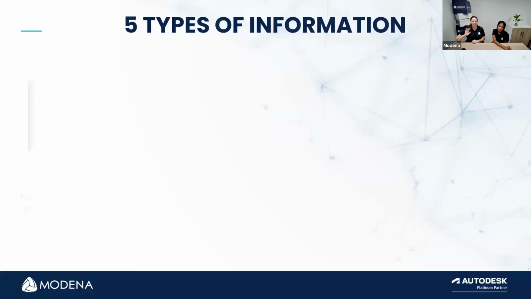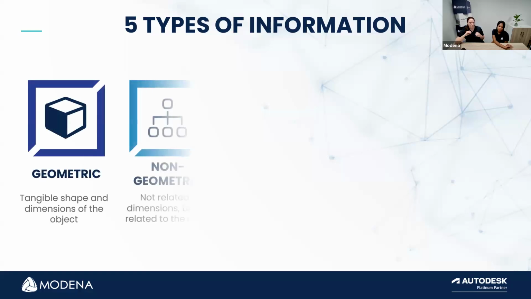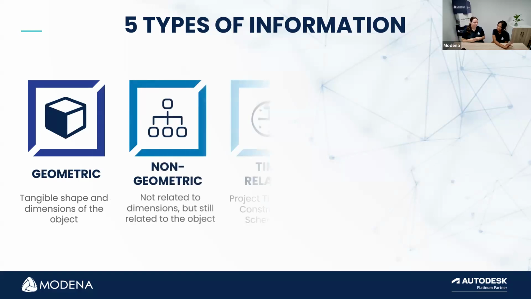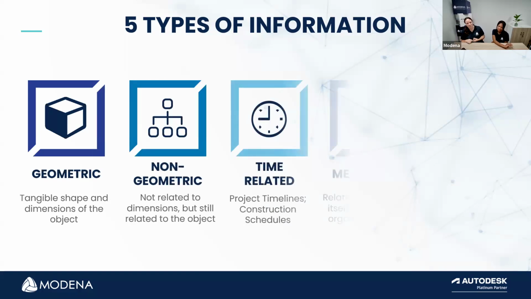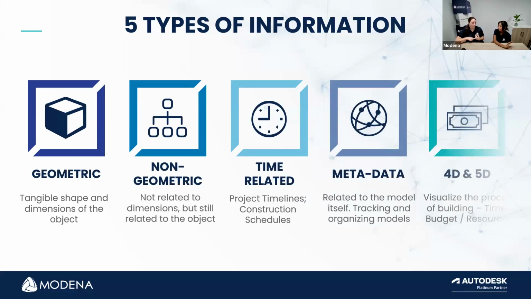So a BIM model can contain 5 types of information. Number 1, we have geometric information. This is your dimensions of an object, if a wall versus a half wall kind of thing. Number 2, we have non-geometric information. So this is not related to the dimensions, but still related to the object. So that's material components, performance information, maintenance information that can be attached to it. Number 3 is time-based information. So those are your construction schedules and your project timelines that are also related to your project model. Number 4 is metadata, which is related to the project model itself. This is authorship and ownership information, it's version control, and it's project information.